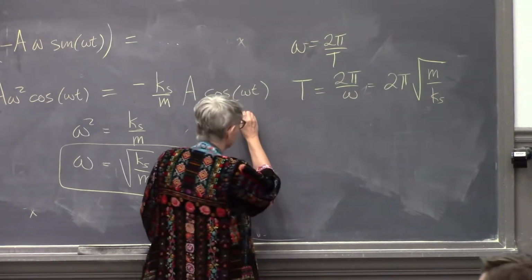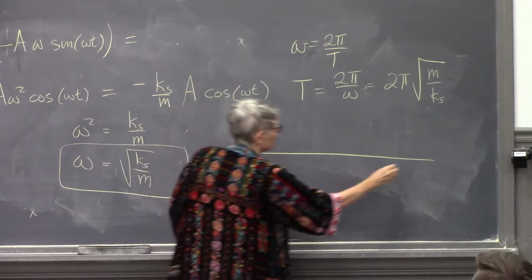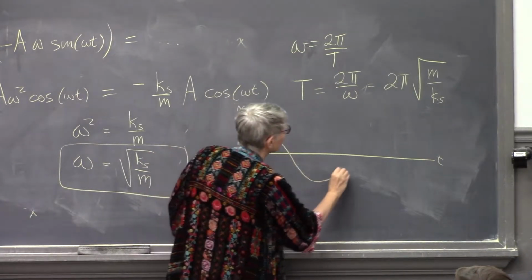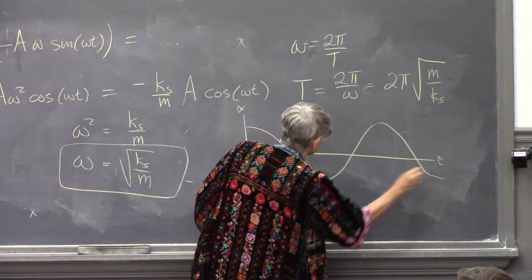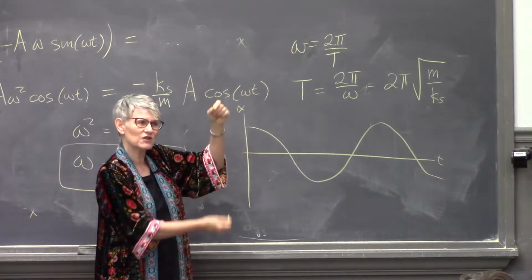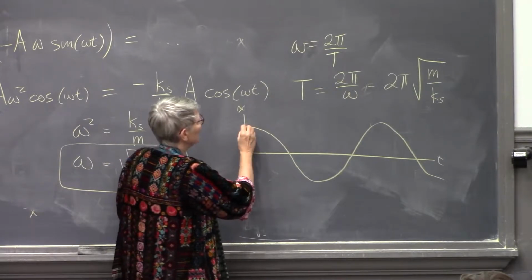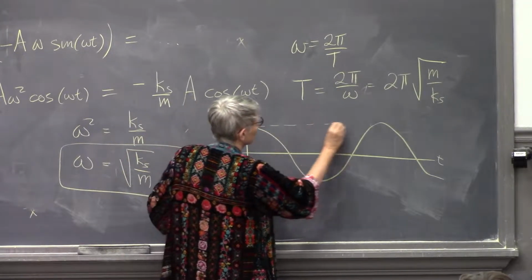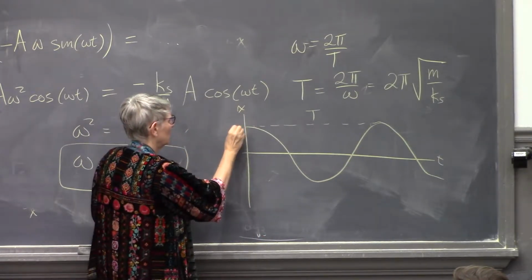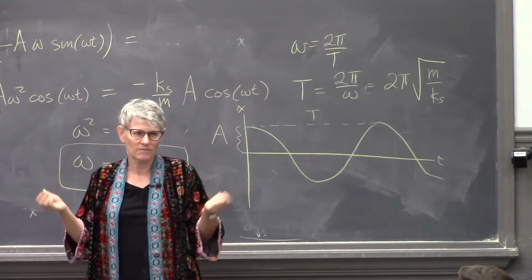And if we plot x versus t, it's of course going to look like that, and that makes sense. You started the oscillation by stretching the spring, so that makes some sense. And this distance here, that's the period, and the maximum displacement from equilibrium is called the amplitude.